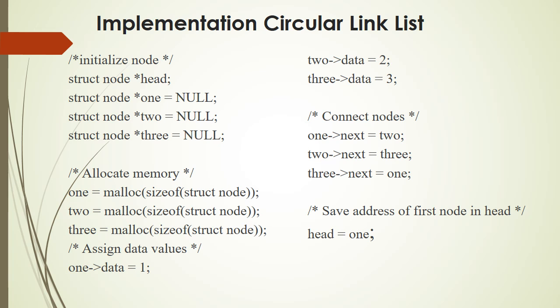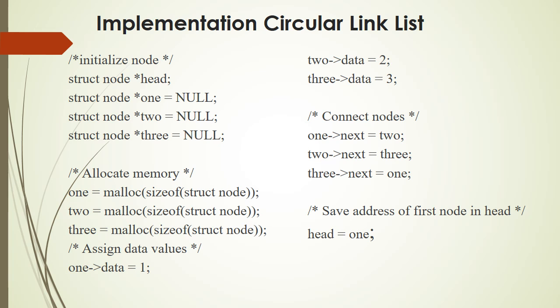After that, once memory is allocated, we can assign a data value to each node. To the first node we assign 1, the second node 2, and the third node 3. Now we want to connect the first node with the second, and the second with the third. Therefore, I write the first node's next part is equal to 2, the second node's next part is 3, and the third node's next part is 1. It is circular, therefore the last part is connected with the first.